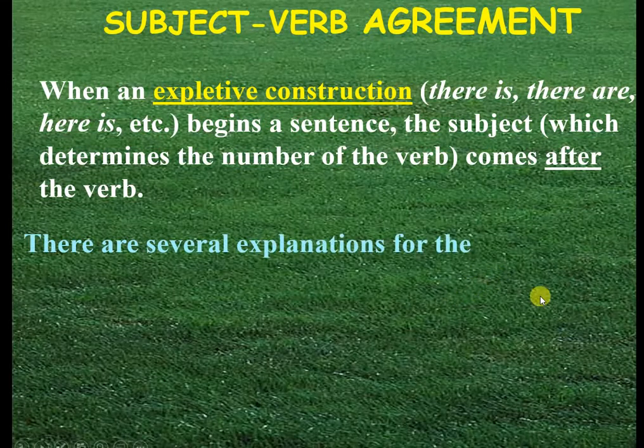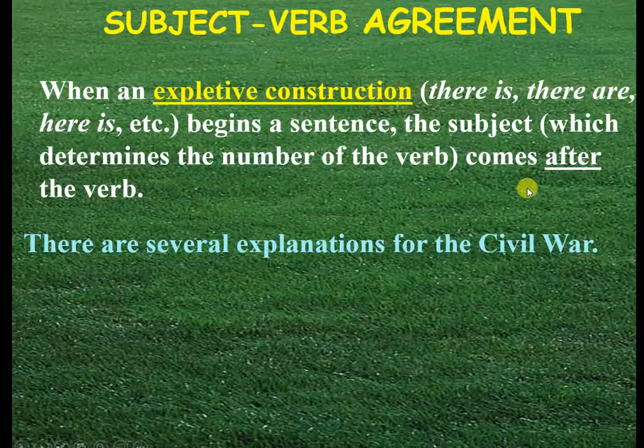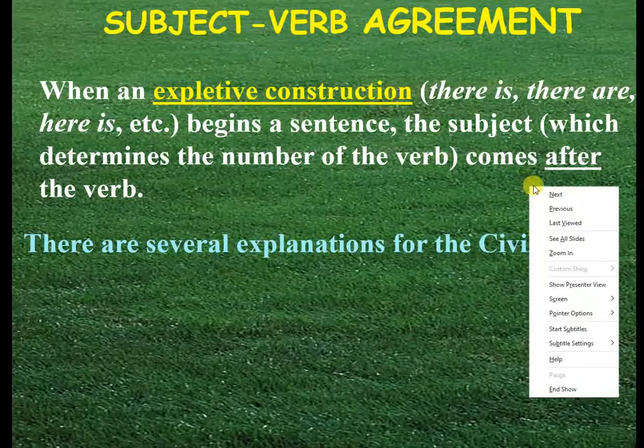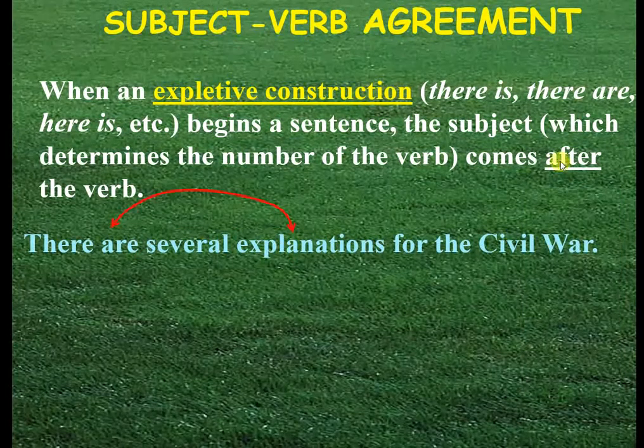Okay, so there is and there are. This grammar is a little bit different because the subject is not there. The subject is the thing that comes after the to be verb. Several, really the origin of this is several explanations are there for the Civil War. Several explanations are there for the Civil War. But we don't say it that way, and we don't even understand it that way. But that's the origin of this expression. So explanations is countable plural, and that's why we say are.